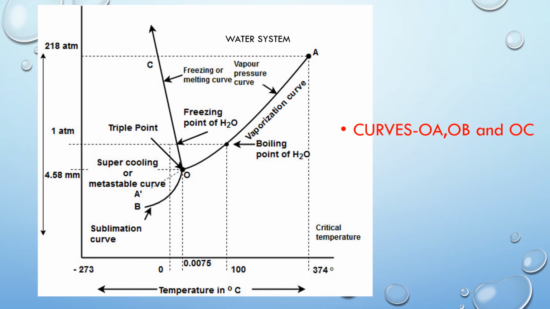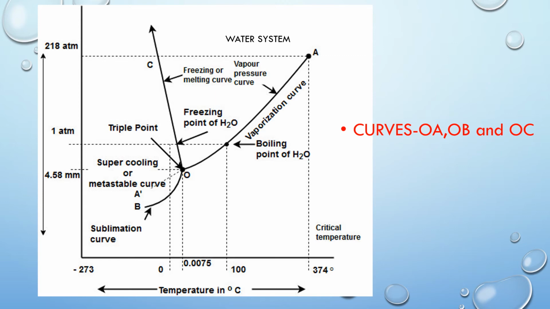The curve OB represents the equilibrium between ice and water vapors. It is called sublimation curve of ice. The degrees of freedom for this equilibrium is 1. For any one temperature, there is only one value of vapor pressure. It is also called vapor pressure curve of ice. It is monovariant.